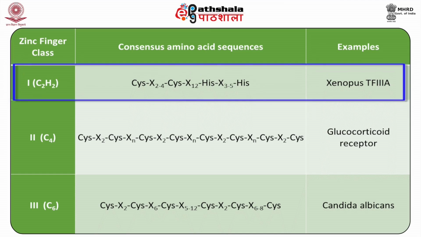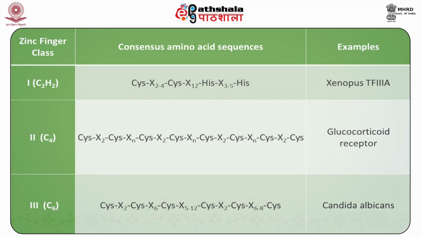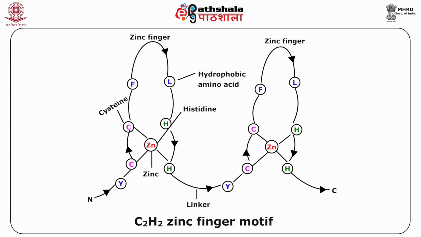Class 1 zinc finger, also called C2H2 zinc finger. This class is also called the classical zinc finger. It comprises hundreds of zinc finger proteins that are found in eukaryotes ranging from yeast to humans. It is described as cysteine, X2 to 4, cysteine, X12, histidine, X3 to 5, histidine, where X is a variable amino acid. The two cysteine residues and two histidine residues are tetrahedrally coordinated to zinc, as shown in the figure. It has 2 to 3 beta strands in its N-terminal sequence and one alpha helix in the C-terminal half of X12H.